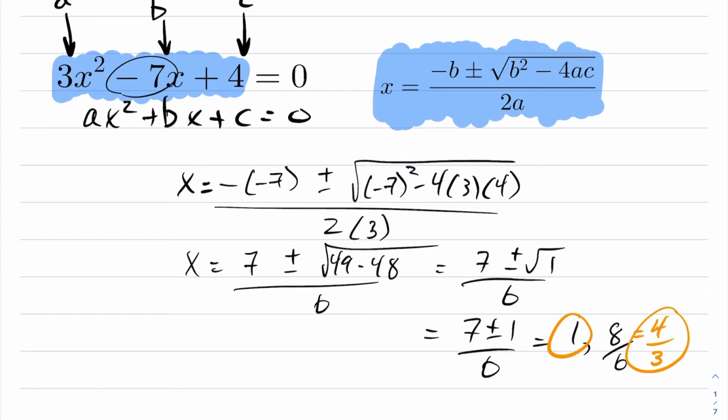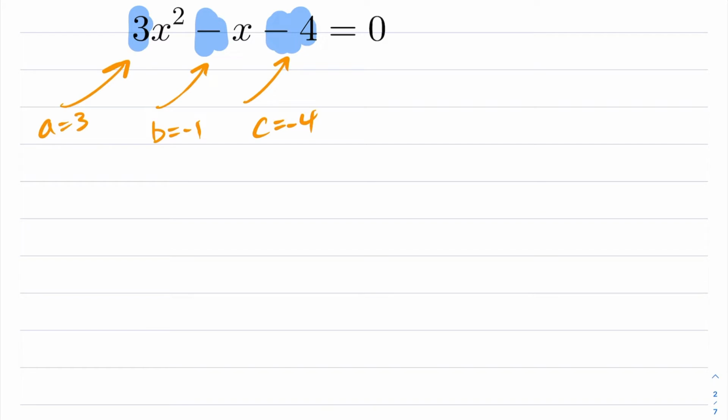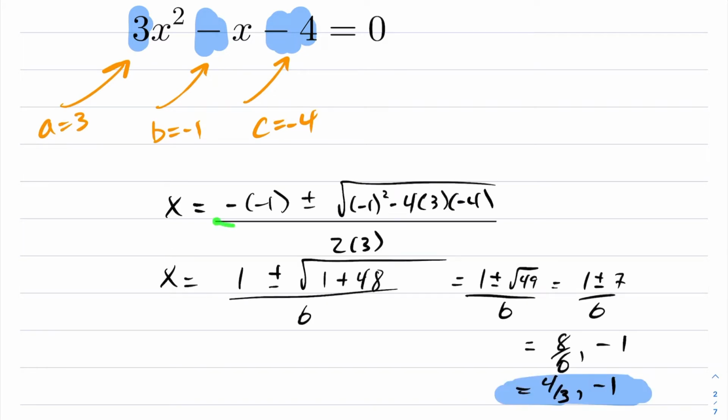All right, let's take a look at another example. So in the next example here, again, you want to identify your a, b, and c values. So I have a is equal to 3, b is negative 1, and c is equal to negative 4. So now subbing this into the quadratic equation, we get the following. And again here, watch the double minus sign, negative 1 becomes positive 1.